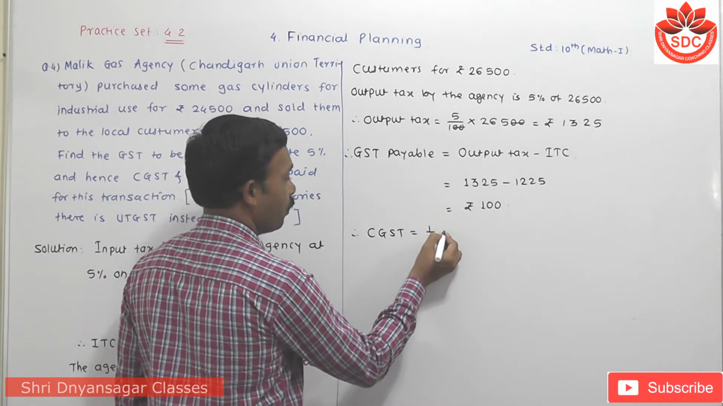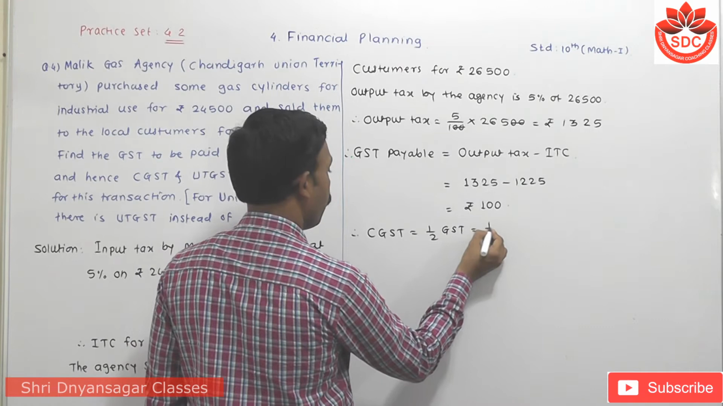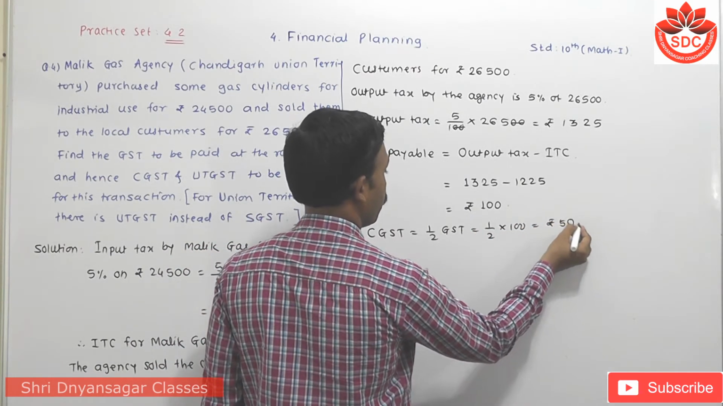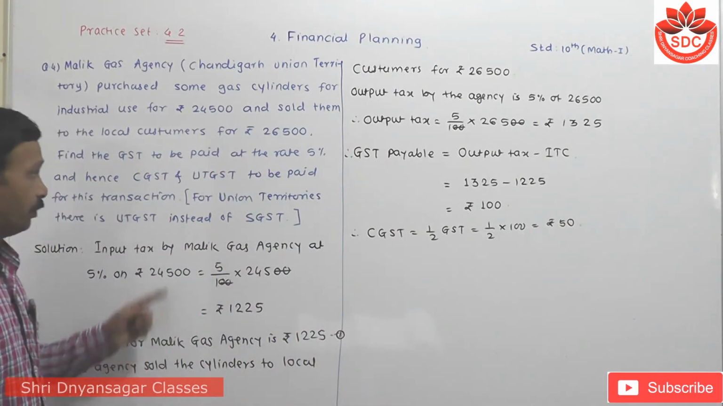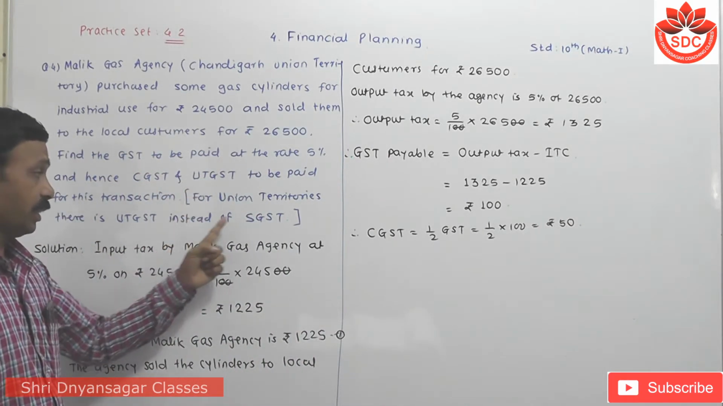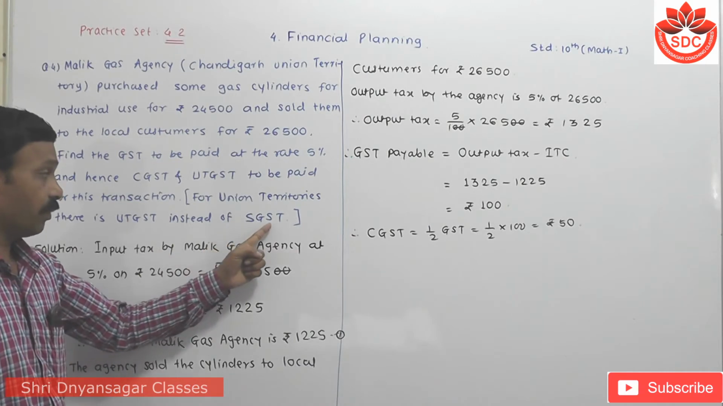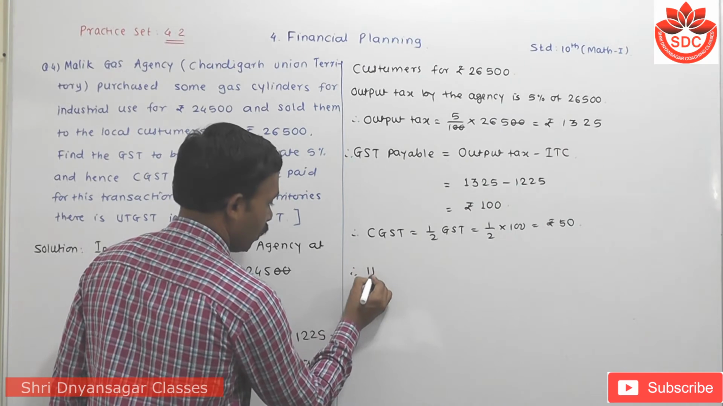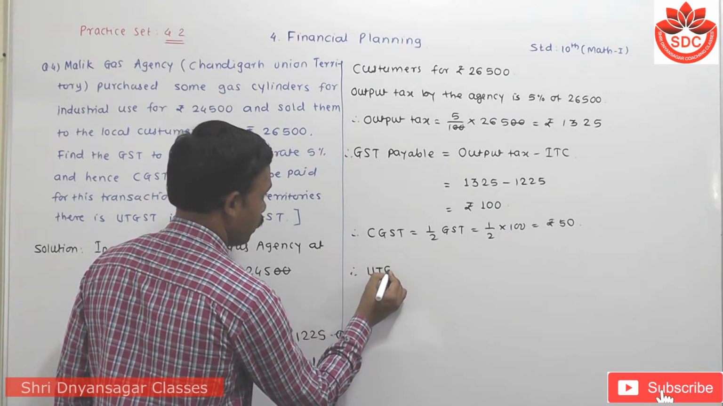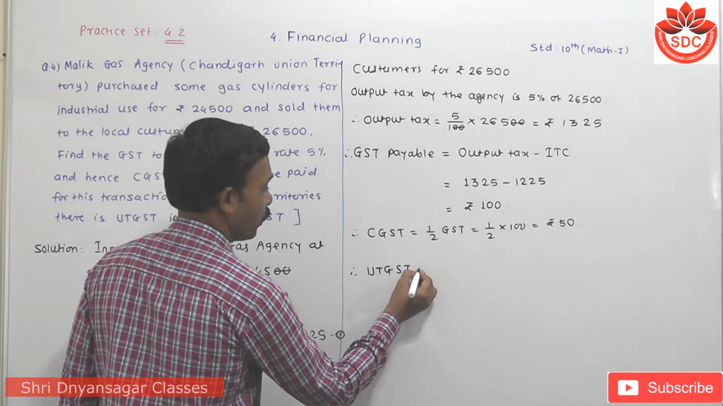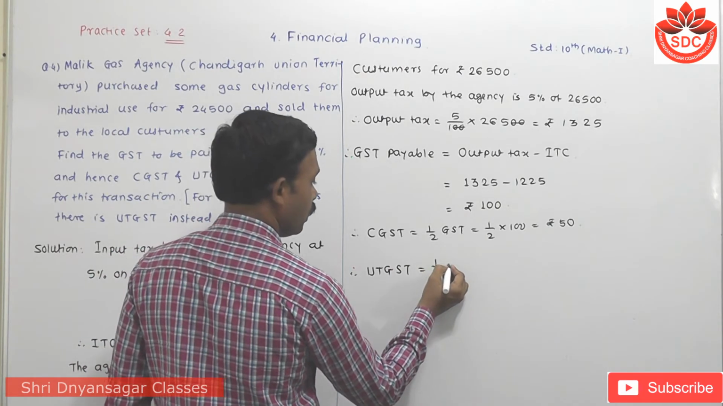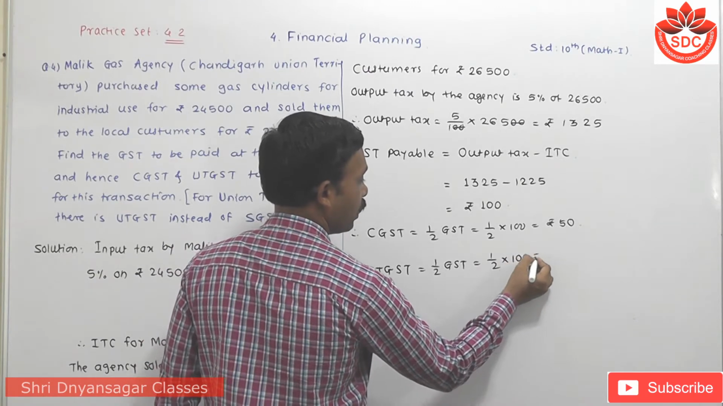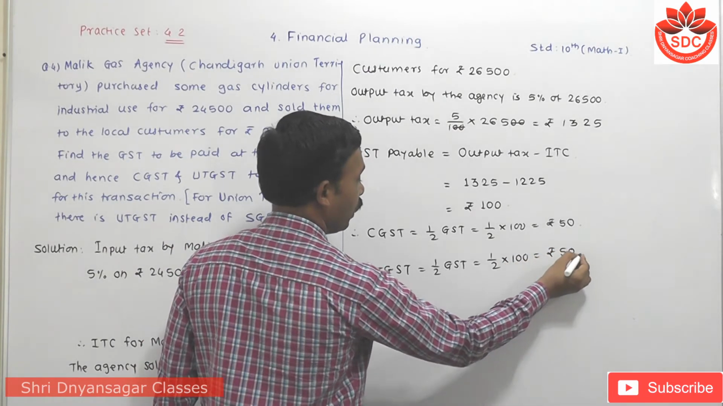Therefore, CGST is equal to half of the GST, that means half of 100, which is 50 rupees. Now students, here UTGST is used instead of SGST, so UTGST is equal to half of this GST, half of 100, which is also 50 rupees.